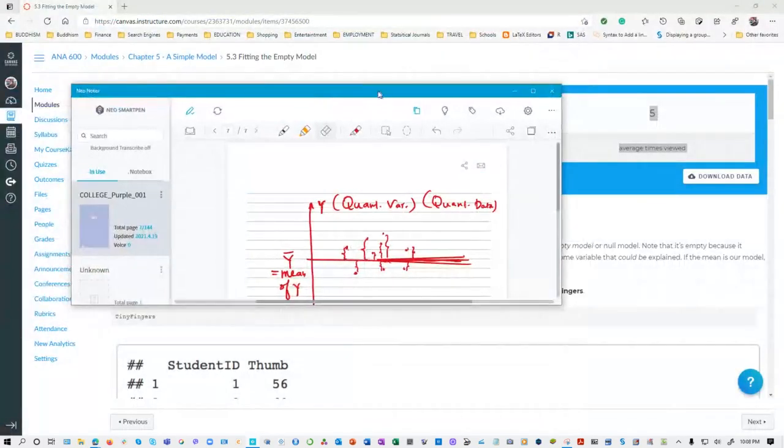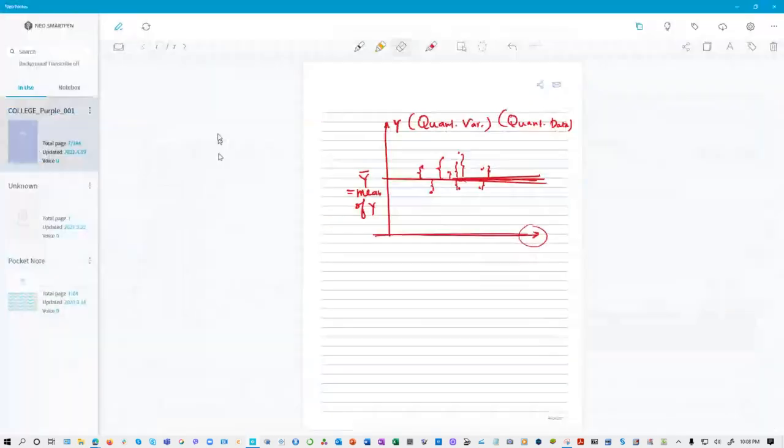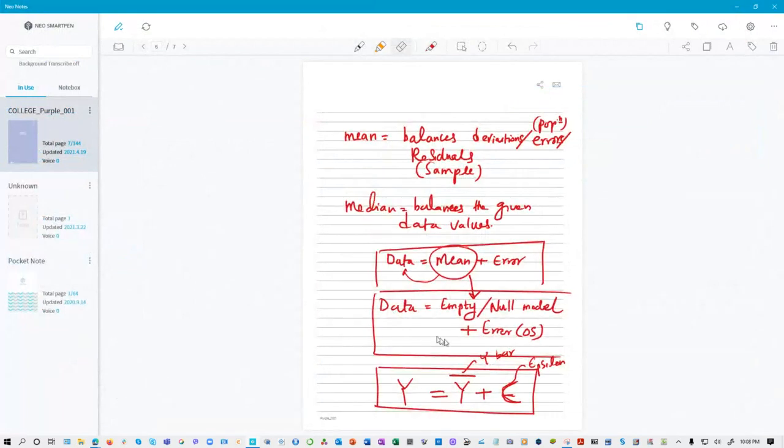If you use that kind of model, the way that I have written over here, you are using the empty null model plus the error to say how far your data is from that empty model, how far from y bar. So the difference between y and y bar is your error. The difference between y and y bar is your error. The error, or residual, is nothing but the difference between the data point and y bar for each and every one.